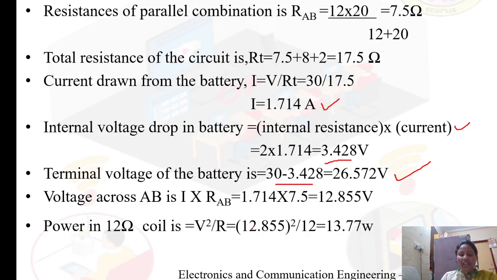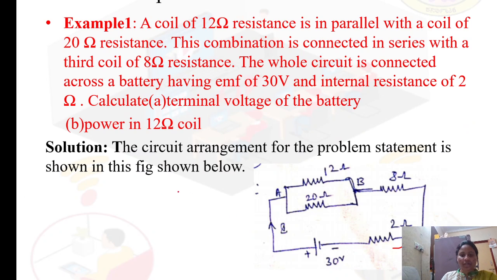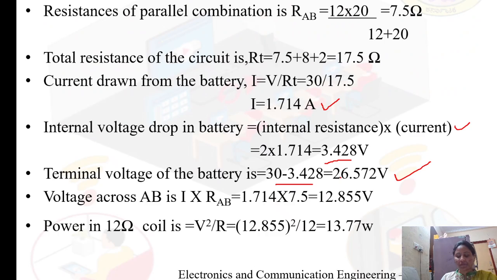Finally, we can calculate the power in 12 ohm resistance. We know that P is equal to V into I, and I can be expressed as V by R. Therefore, P will be V square by R. So we have used that expression over here. You can also use the alternate expression for calculating the power, that is, you can make use of current instead of voltage.